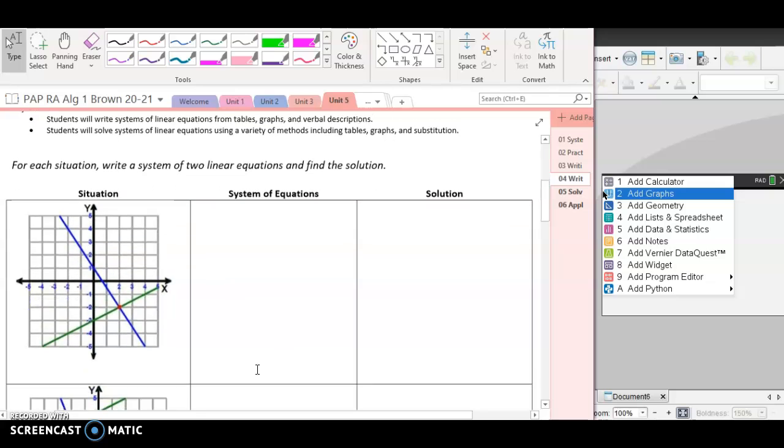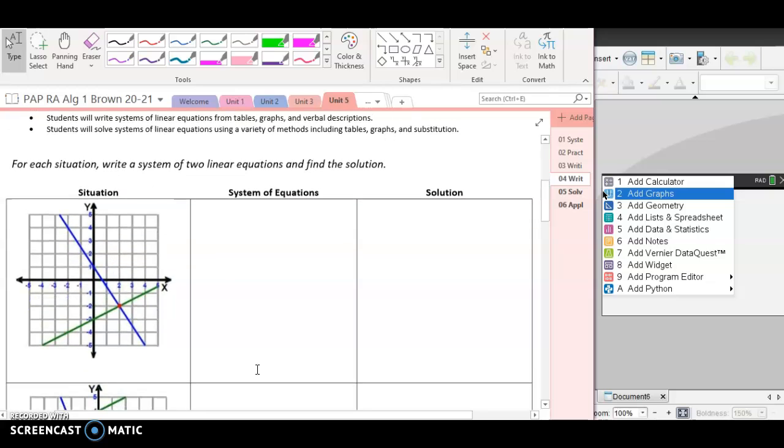We're going to be able to write systems of linear equations from tables, graphs, and verbal descriptions. We're going to be able to solve them. We're going to use a variety of methods, including tables and graphs, not substitution, but we can use LinSolve. Y'all will probably use LinSolve, knowing you, honestly. Okay, so we have a graph here.